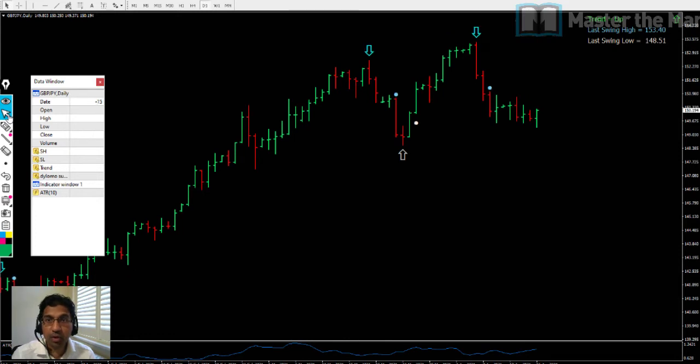GBP yen, on the other hand, it's an uptrend at the moment, and you can see over here open equity, I would say, diminishing to the downside. There is a momentum decrease. I would say start to look at long positions to the upside.